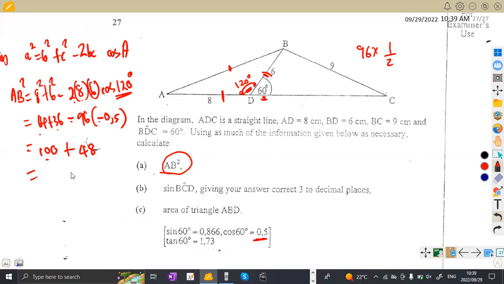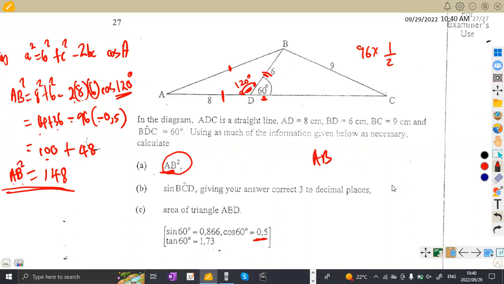So you can add 100 plus 48, which is 148. That's our AB squared. So that's what you're asked to find in this case. Suppose they said AB squared, so this is your AB squared, which is 148. There's no need for you to introduce any square root there, unless the question asks you to calculate AB. Then you introduce the square root, you leave your answer in surd form. Okay, anyways, that was what we had.